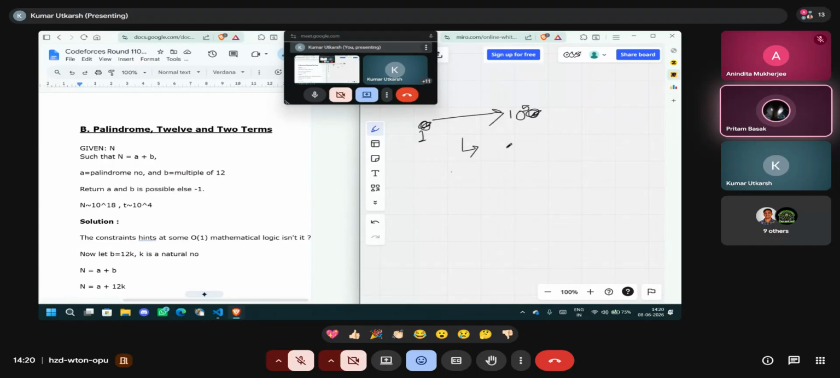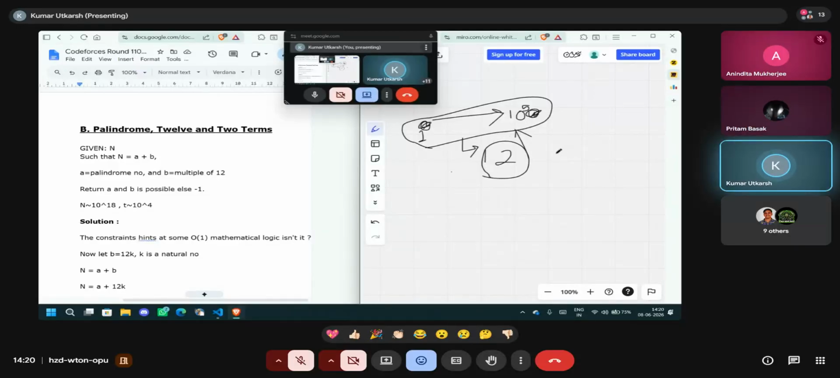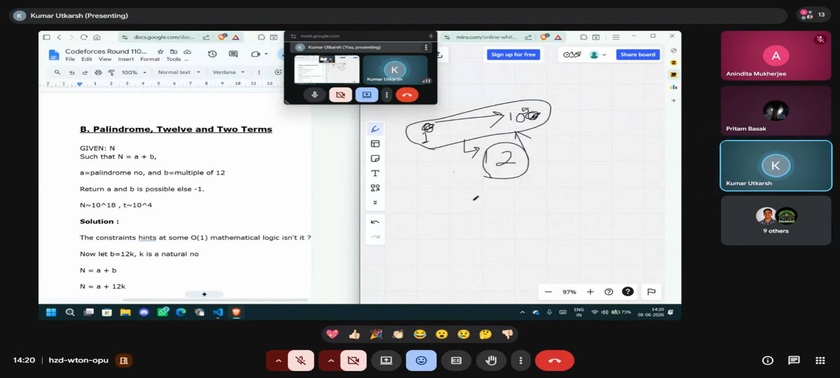So she initially told that she checked for every possible B which is a multiple of 12 and checked whether n minus B is a palindrome or not. So it might give a time limit exceeded error. Actually it won't give a time limit exceeded error, but it can rather give you not so good values.